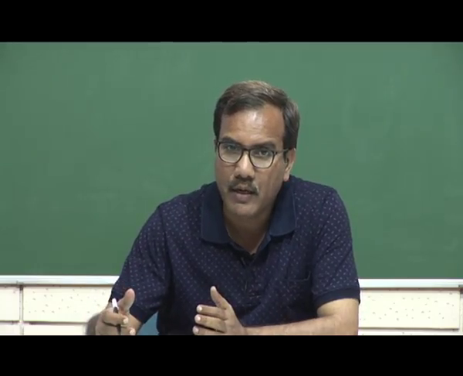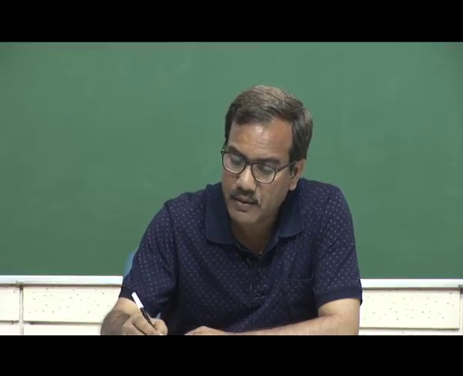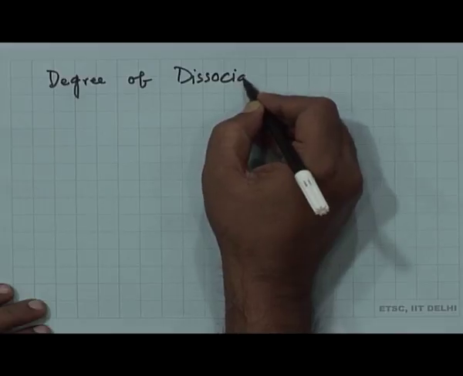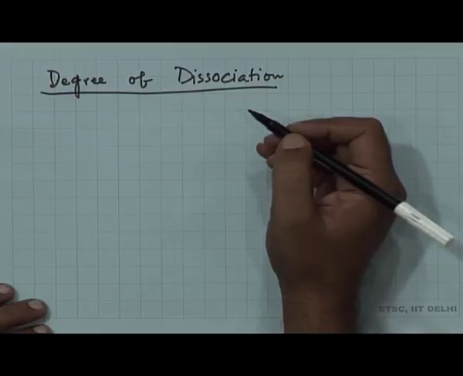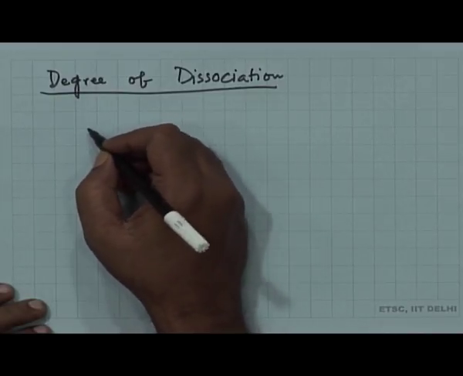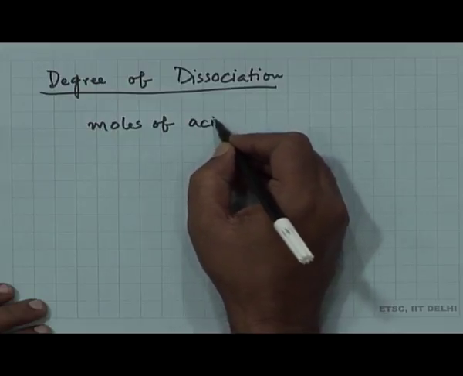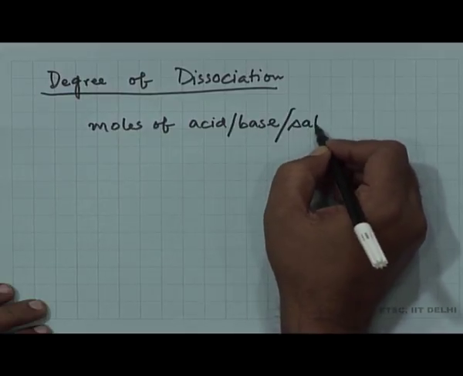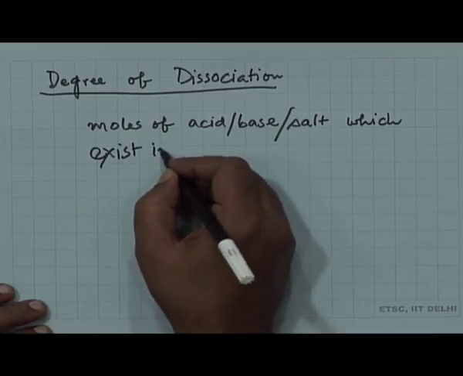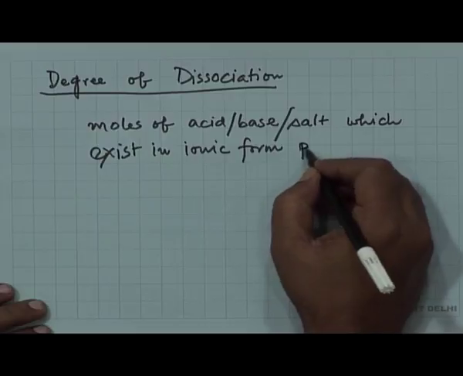So, now we know how ions are generated and when we can apply the concept of equilibrium. So, let us go and discuss degree of dissociation. This is a term which we will come across quite often when we are dealing with questions of ionic equilibrium. So, degree of dissociation is the moles of acid, base or salt which exist in ionic form per mole of acid, base or salt.